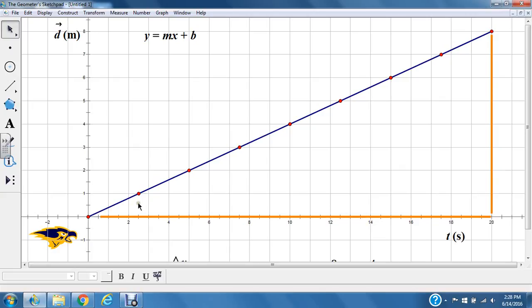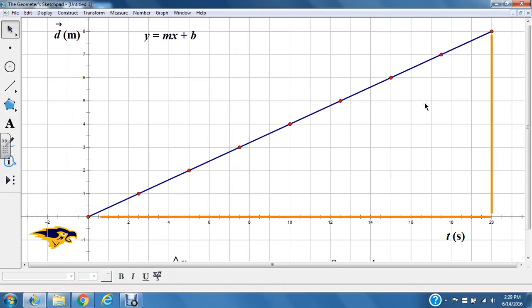To find the slope of a line on a graph, we need to find the change in the y-coordinates over the change in the x-coordinates. On this graph, on the y-axis, we have position, which is represented by a D with an arrow on top of it. It means it's a vector. Position is measured in meters. On the x-axis, we have time measured in seconds. And then we have this line that's been plotted by connecting a series of data points.